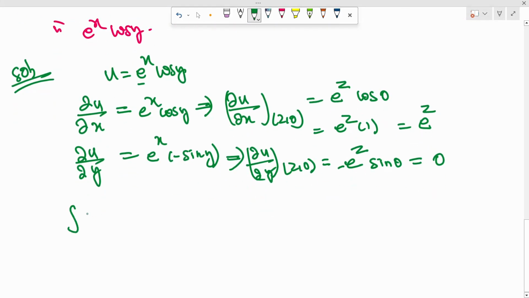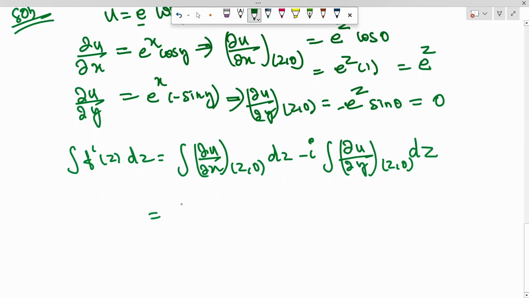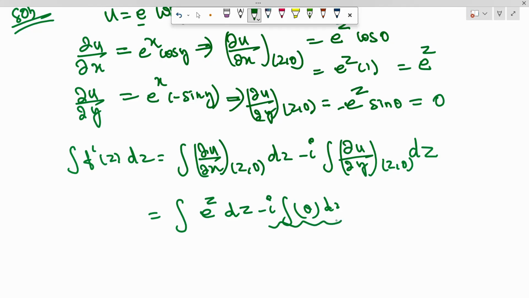We know that the formula to find f of z when u is given. Integral f dash of z dz is equal to integral of dou u by dou x of z comma 0 dz minus i into integral of dou u by dou y of z comma 0 into dz. Okay, substitute here. What is dou u by dou x of z comma 0? E power z into dz minus i into dou u by dou y is 0. Which means second term fully 0.